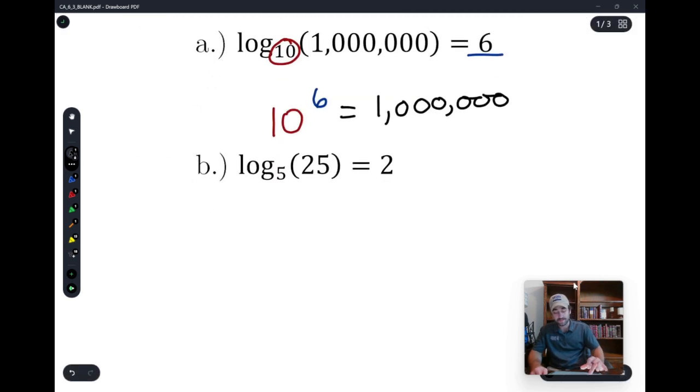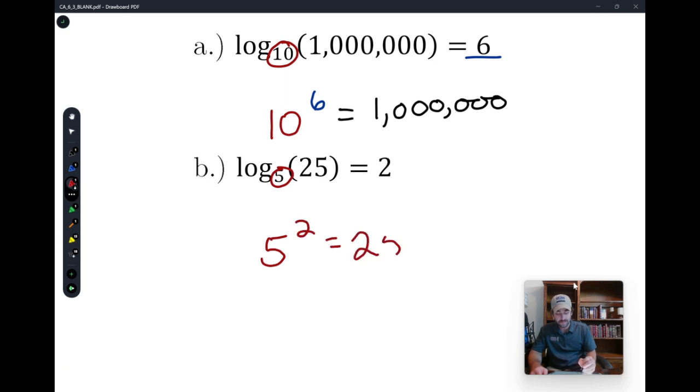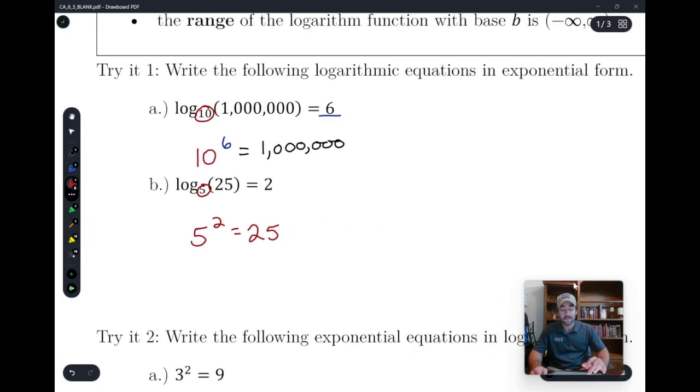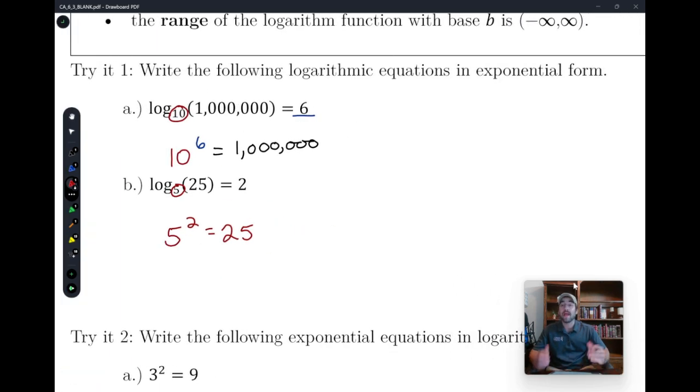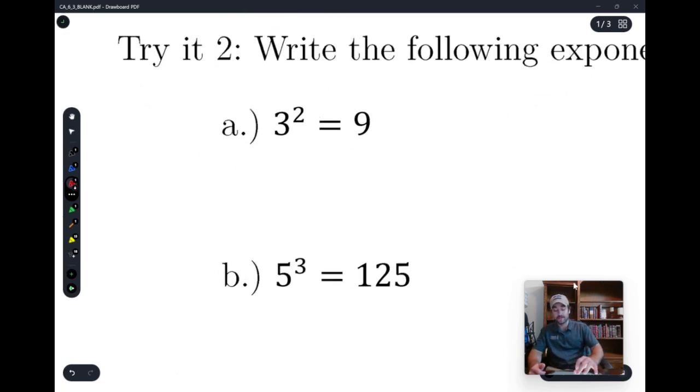We're going to do the same thing here. Start with your base. Always start with your base. 5 raised to the 2 equals 25. You could check that in your brain and say, is that true? It is. And so you can rewrite logarithms into exponential form and vice versa. I think here we're about to do it vice versa. We're going to rewrite an exponent into a log form.